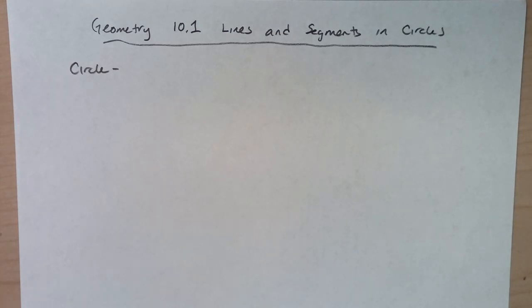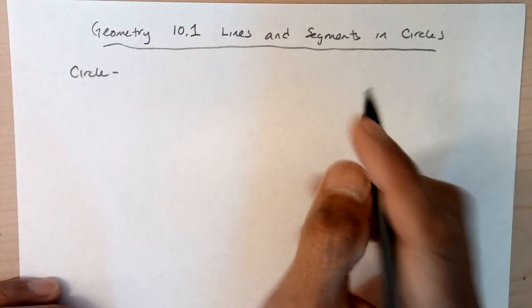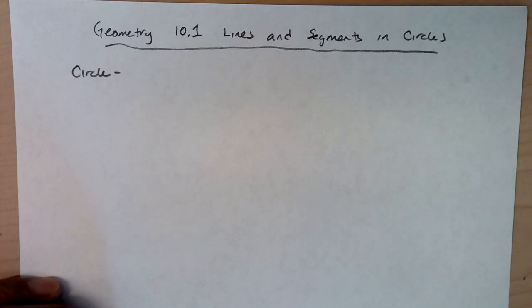This is Geometry 10.1, Lines and Segments in Circles. So the first thing that you'll need to know is what a circle is. Even though you already know what a circle is, we'll define what a circle is. All points in a plane equidistant from a single point.